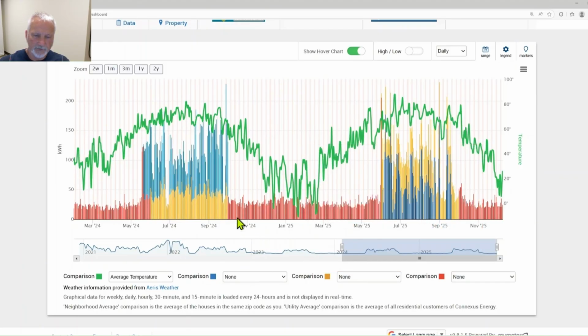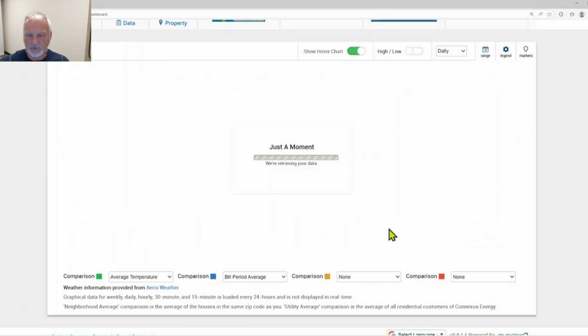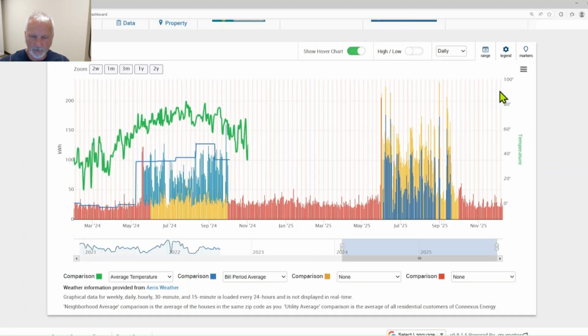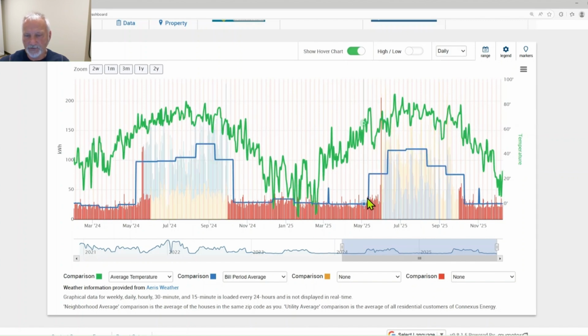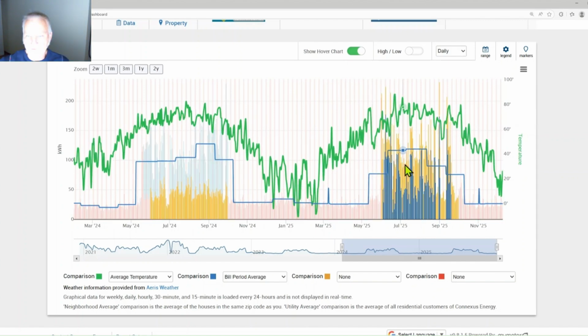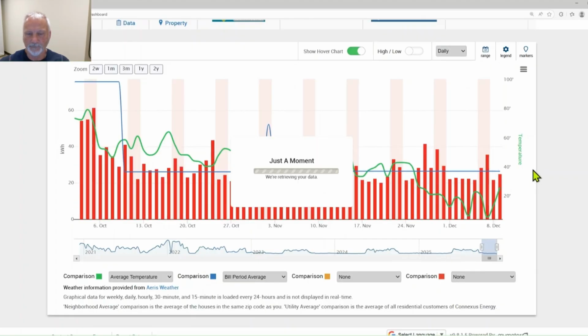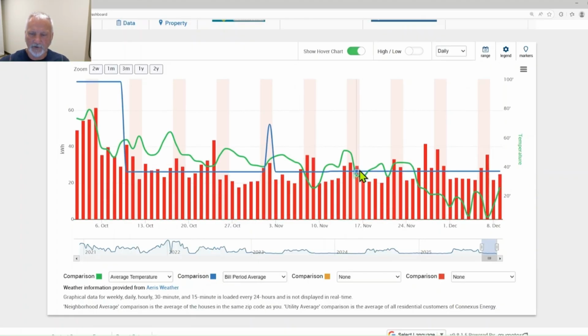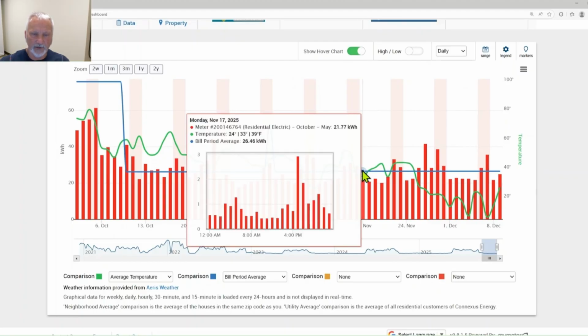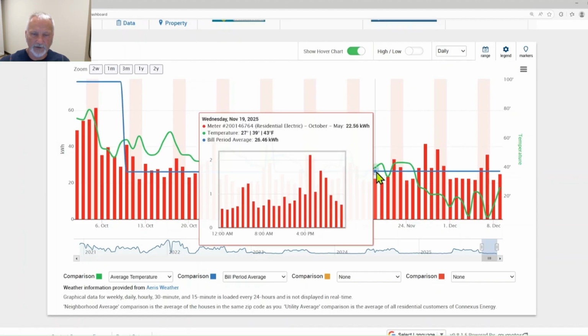And there's another one I like to use, and it's bill period average. This line is going to show me the average usage that my home uses over time. You can see in the summer when my AC is running, my average goes up. But I'm going to pick just a time in November. So here, if I hover on that blue line, which is the average, the bill average per day, remember up here in the corner, I'm on daily. So per day, I'm using 26 kilowatt hours.